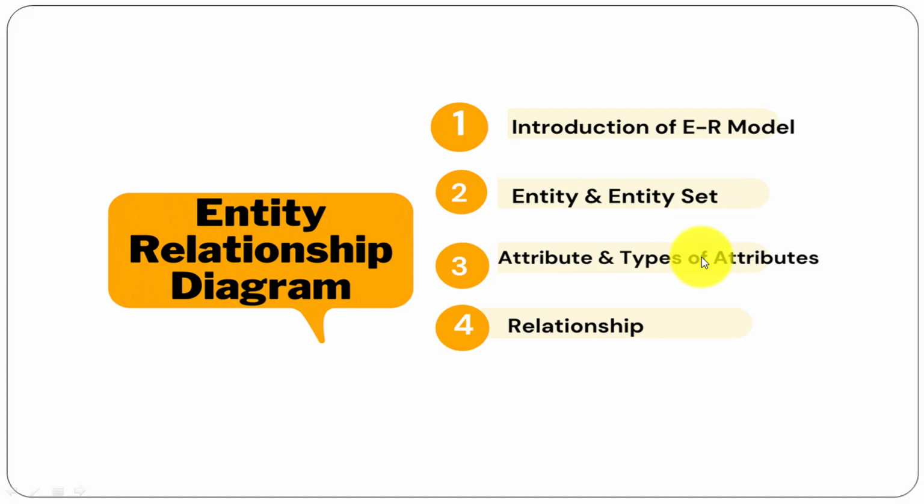There are some types of attribute, like single value or simple attribute, composite attribute, and multi-value attributes. We will discuss all these types with examples, and how attributes are represented in ER. We will discuss all that one by one in this series on the entity relationship diagram.